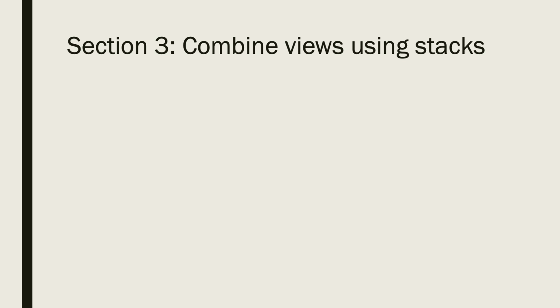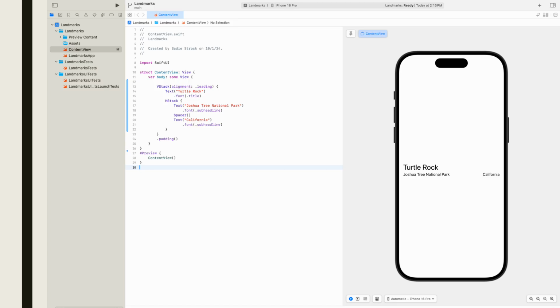Section 3, combine views using stacks. In this section, I learned things like embedding in a VStack and being able to drag text boxes into those VStacks, and then customizing settings like subheadlines and changing the font or the styling. Another thing that I learned was figuring out the layout of the device and changing things like padding to give more room.